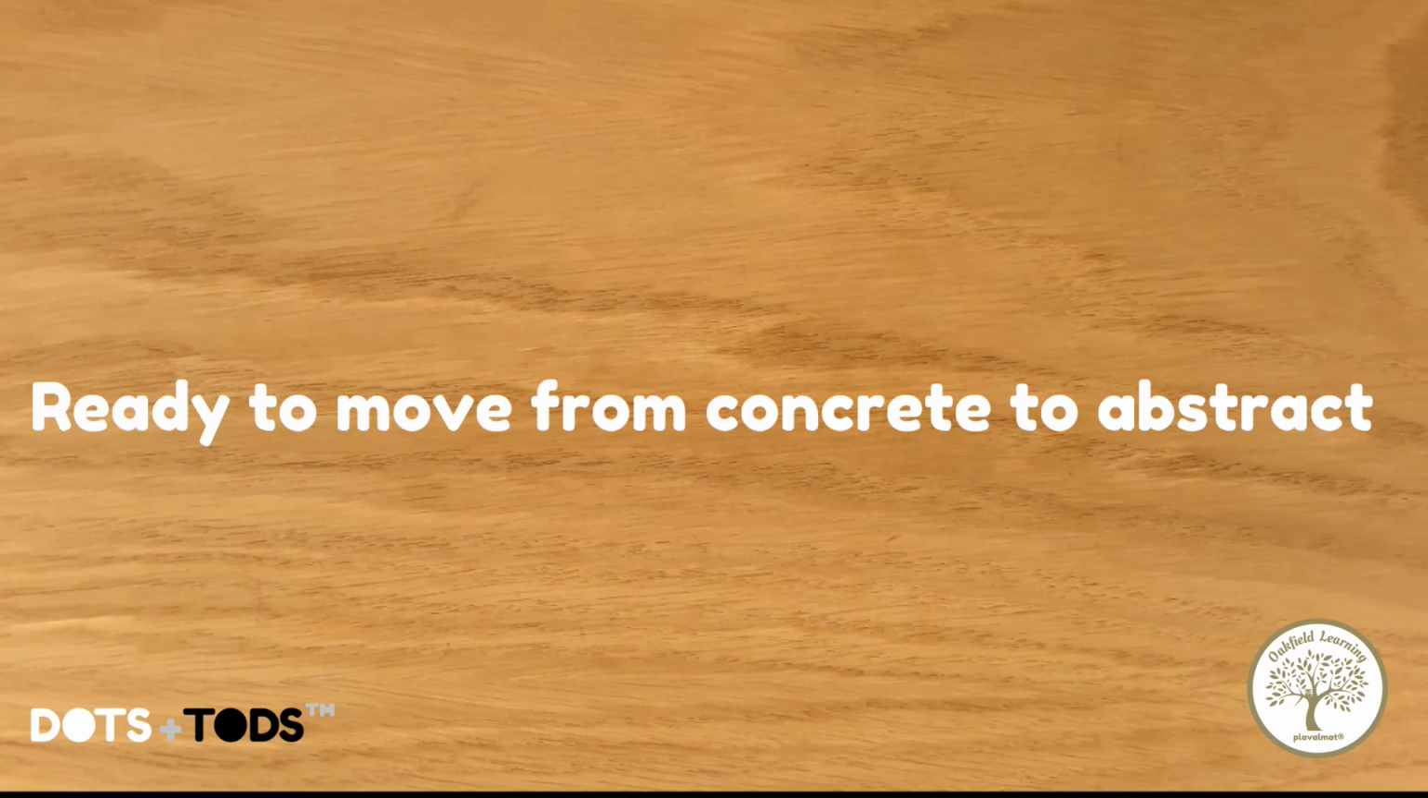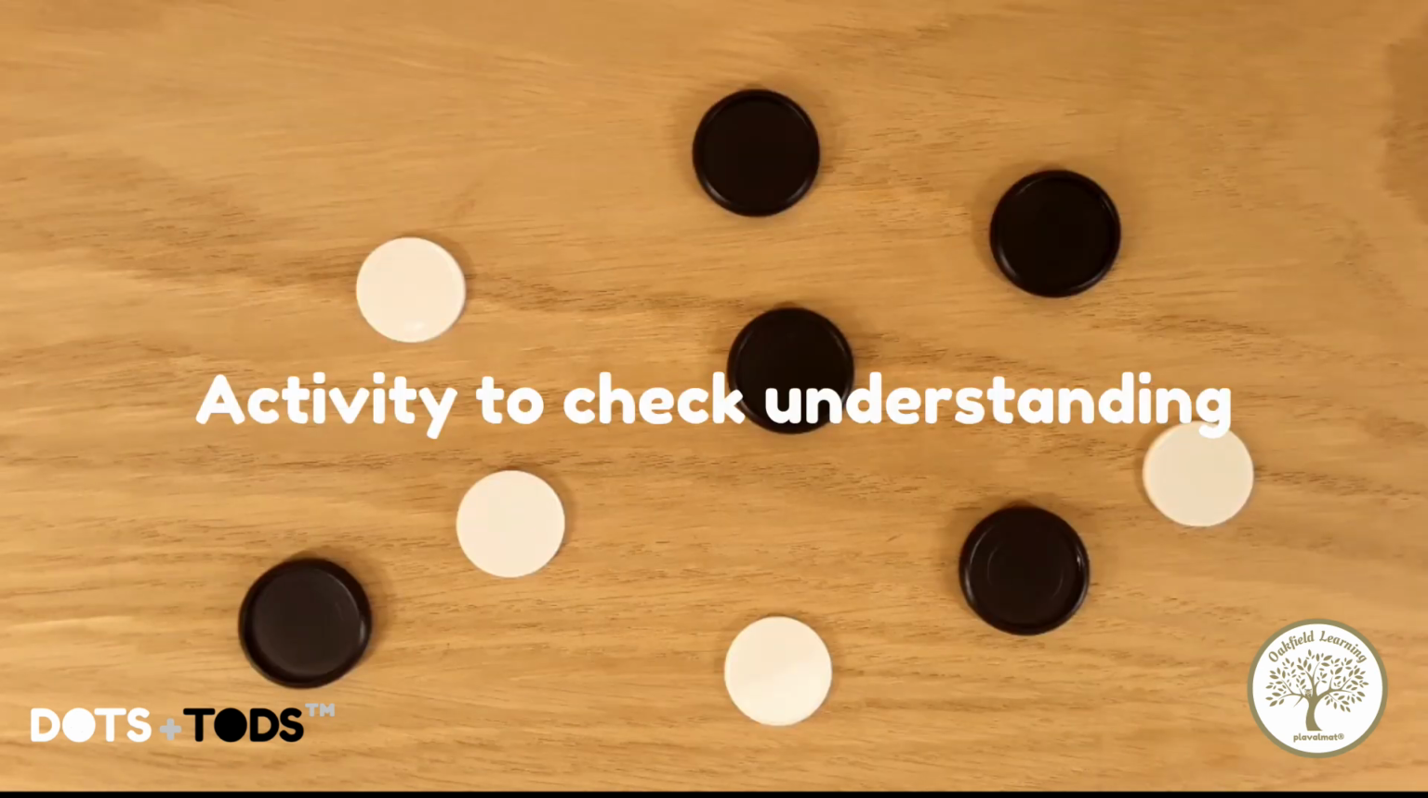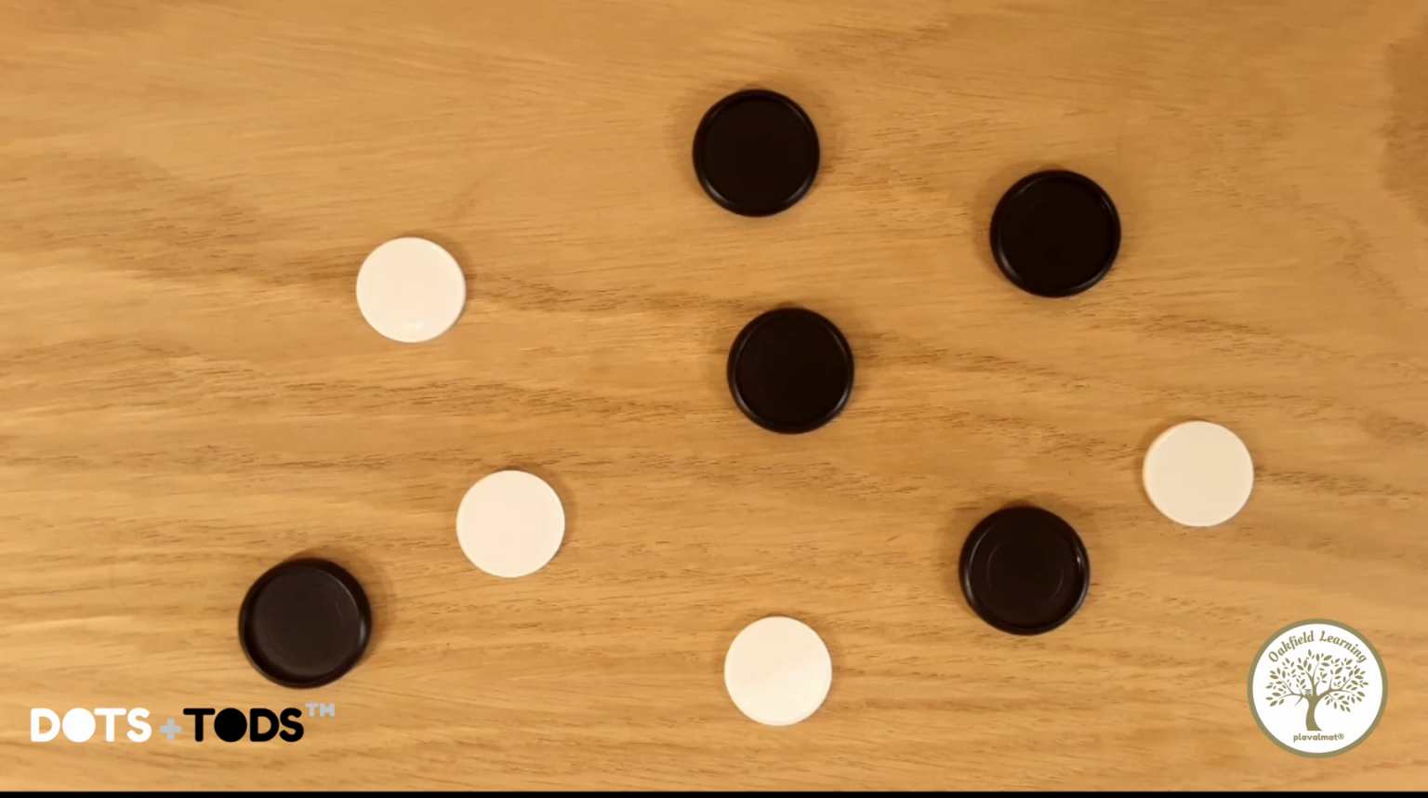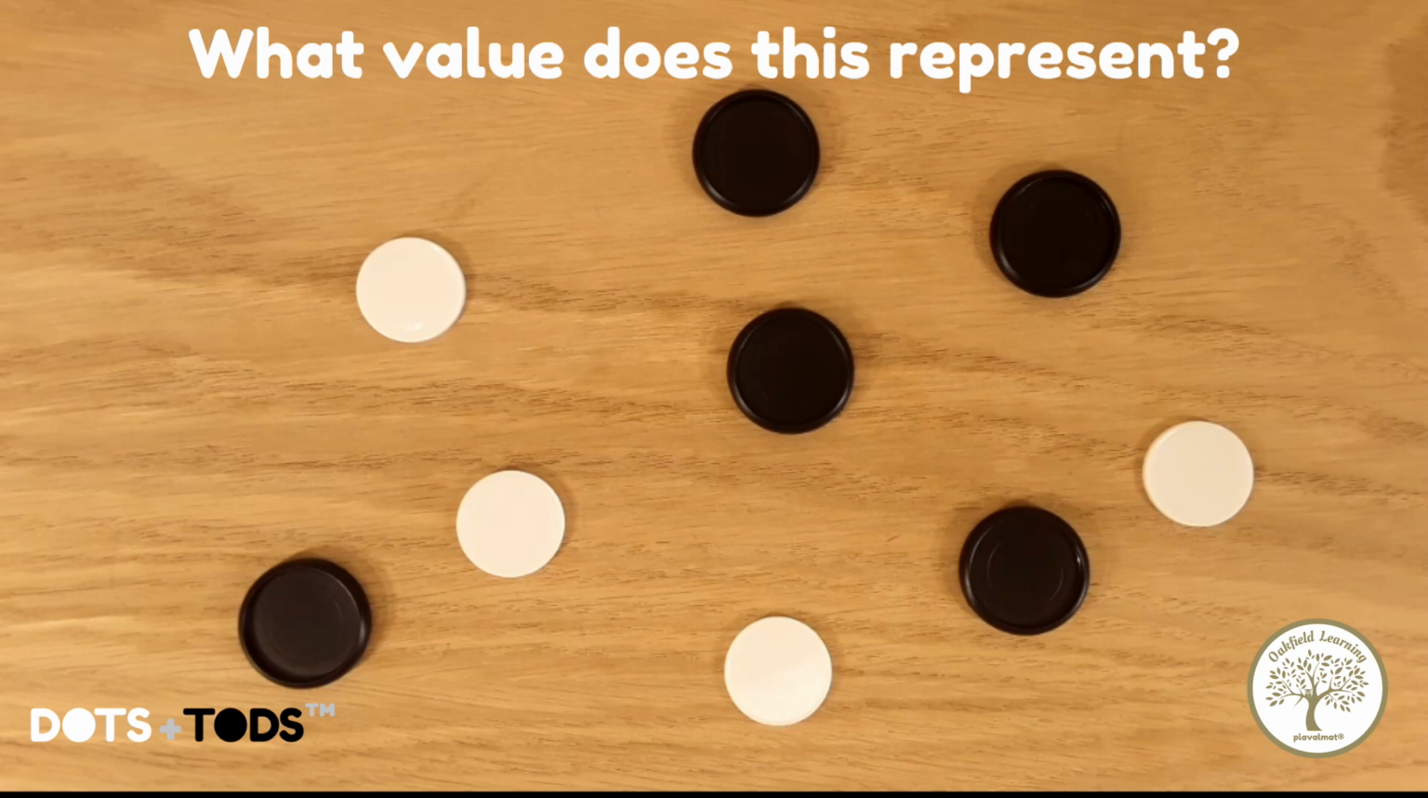It is at this point where pupils will be able to answer more questions involving adding directed numbers without needing to use dots and tods, or perhaps they could use them to check their answers. In the last part of this video, I'm going to show you a quick activity that the pupils could do so you can assess whether they have a really clear understanding of how to use dots and tods to add directed numbers. Simply arrange some dots and tods on a table. Then ask the pupils to tell you what value is represented.